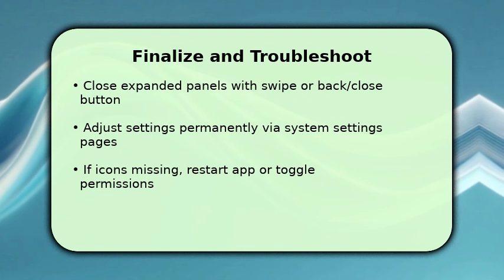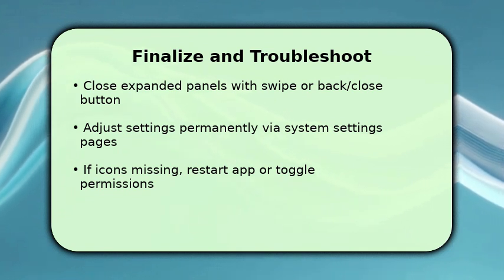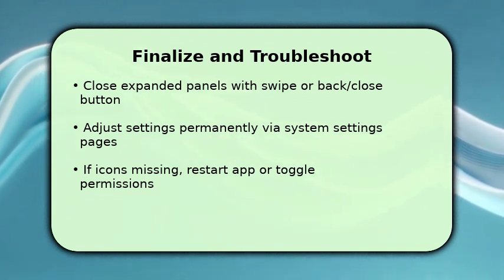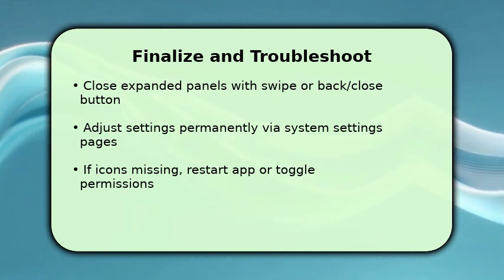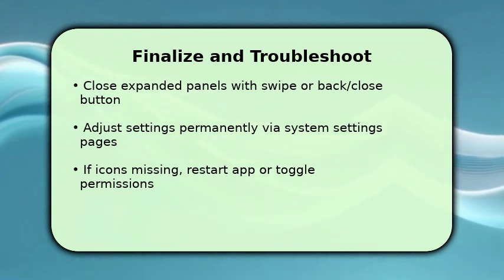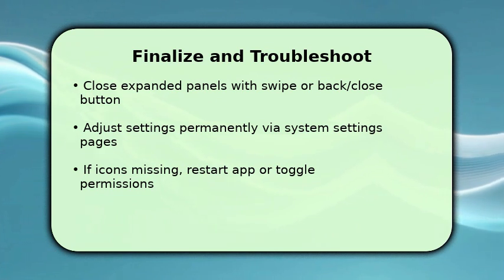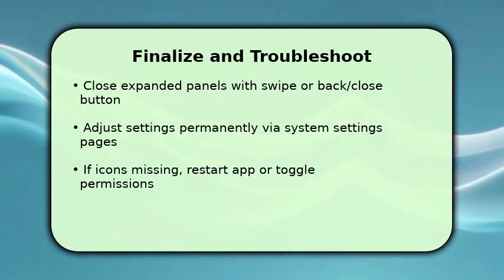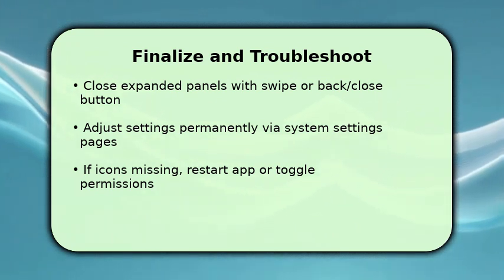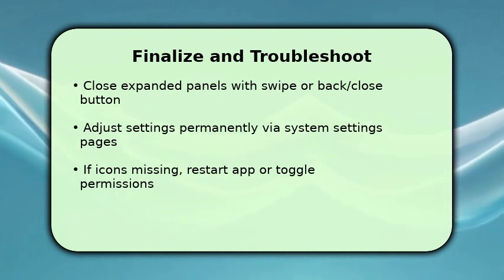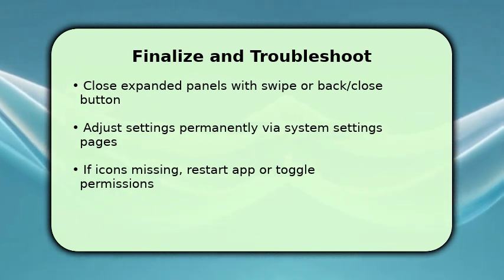Once done, adjust permanent preferences through the main settings if you need lasting behavior. If icons are missing or controls don't respond, restart the app, toggle notification or overlay permissions, and reboot the device as a final step. One key troubleshooting tip: clear the app cache before reinstalling to preserve other settings.